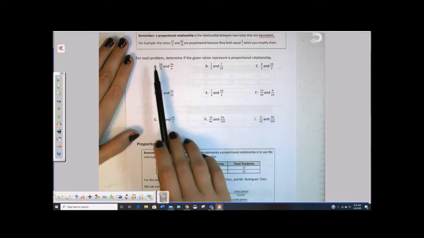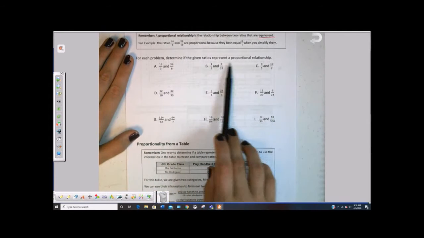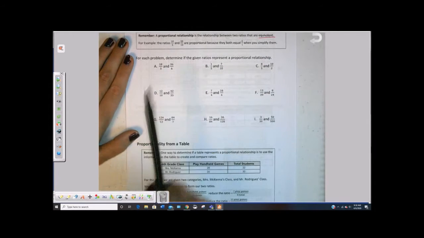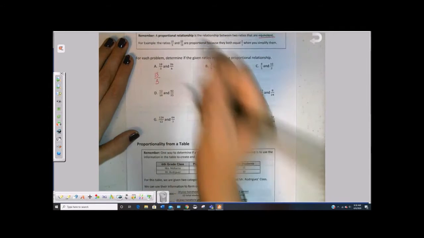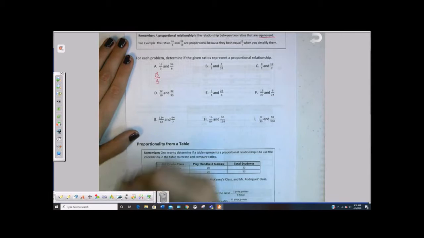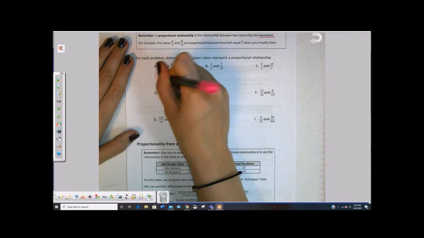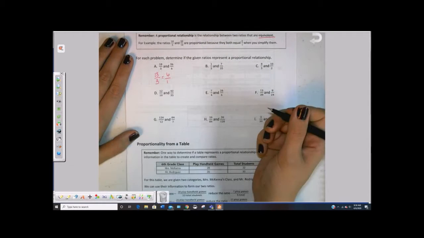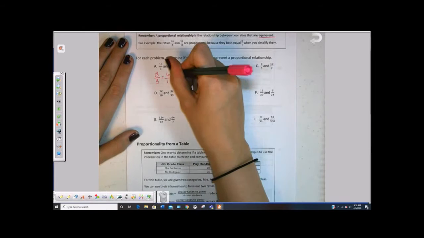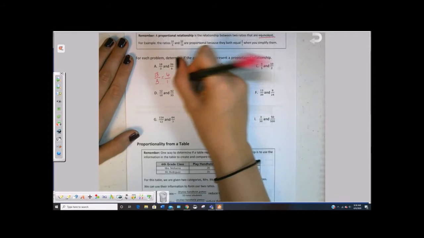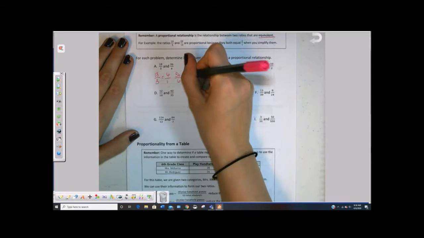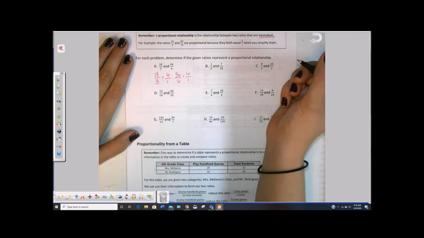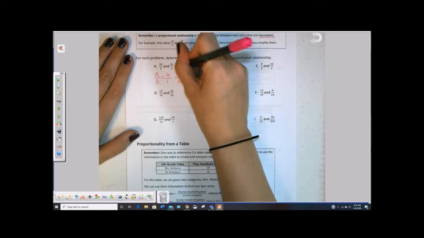So we're basically just going to be simplifying some fractions and seeing if the simplified fraction is the same for both. So if you look at A, 18 over 3 is going to be simplified to 6 over 1. Remember, simplifying is like dividing. You're trying to get it to the smallest form. 36 over 6 also goes to 6 over 1. So are they equivalent? Are they the same? Yes.